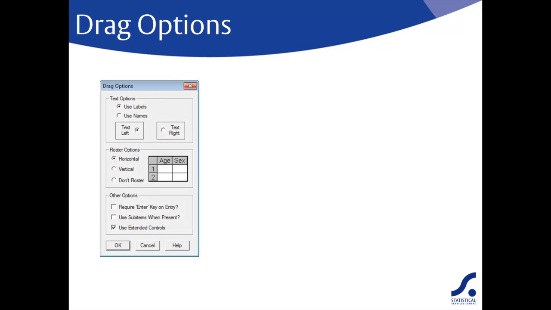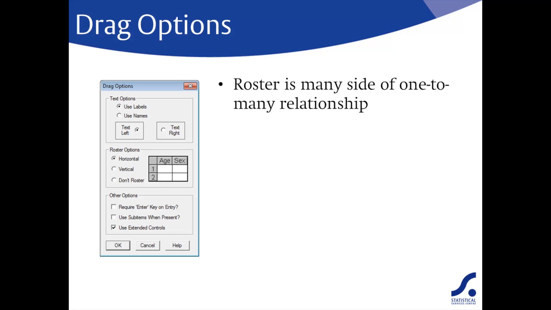Drag options dictate how items will appear on the screen when you drag them from the dictionary list. The text options refer to the text label that comes across with a particular item. Normally, this will display the item label and the text will be on the left of the control on the screen. You can change these options to use the item names or to make the text appear on the right. Generally, the defaults are more suitable here.